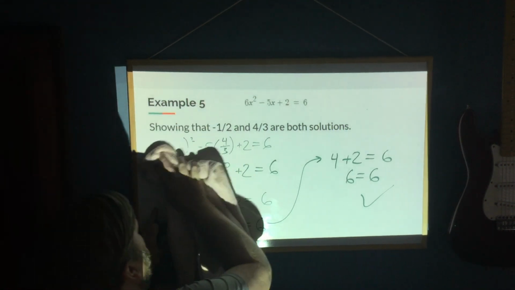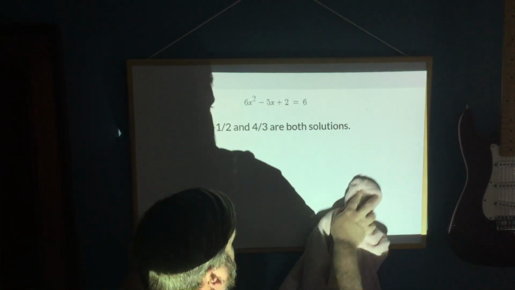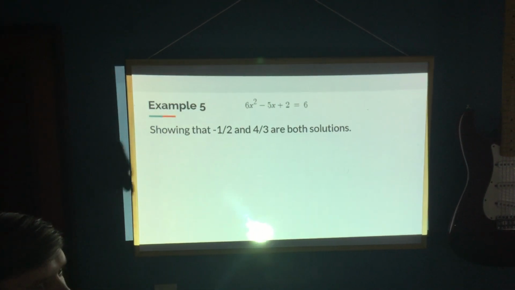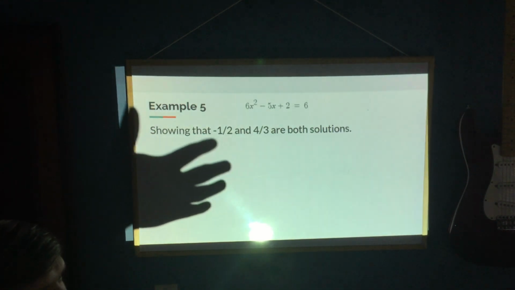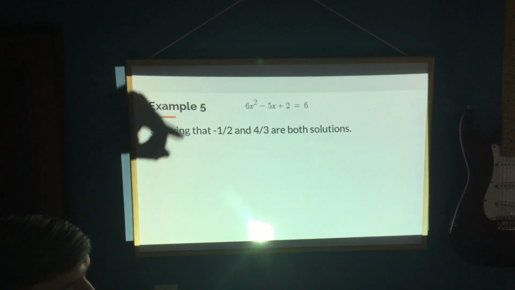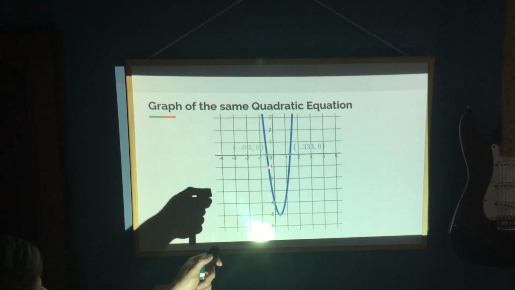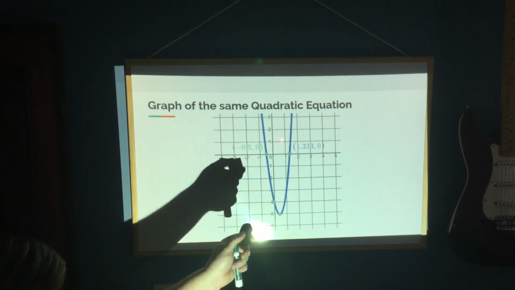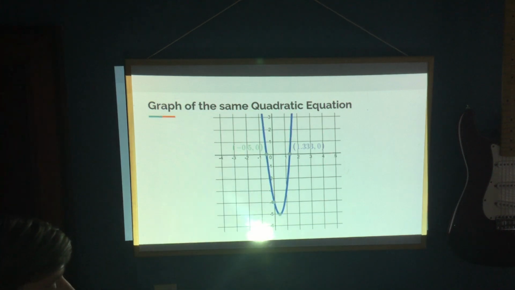Now, the graph of these converted them to decimals. So remember, 4/3, 3 goes into 4 one time with a remainder of 1 out of 3. So it's going to be 1.333333 repeating. So we get -0.5, which is -1/2. And then the 1.3 repeating, which is 4/3.